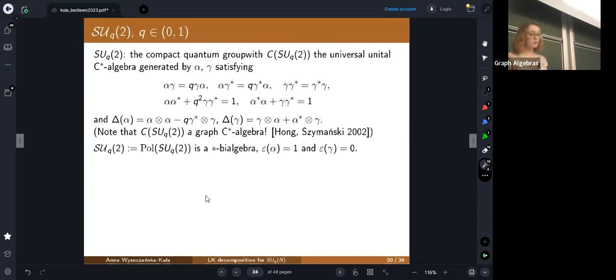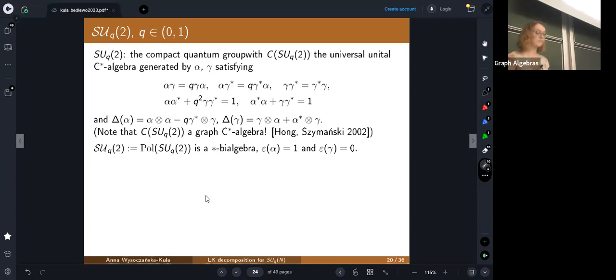And now I want to show you what happens for the case of SUqN. There is a difference between SUq2, which was treated by Michael Schürmann and Michael Skeide in 1998, and the higher dimensional one. So maybe it's not necessary to recall, but by SUq2, I mean a compact quantum group with the C*-algebra generated by two generators satisfying these relations.